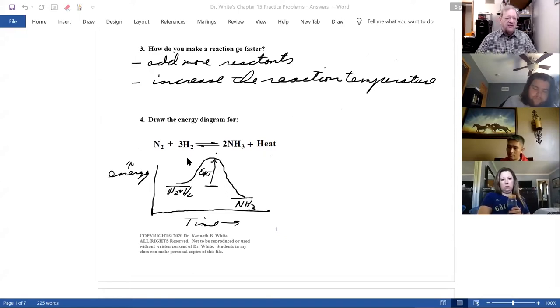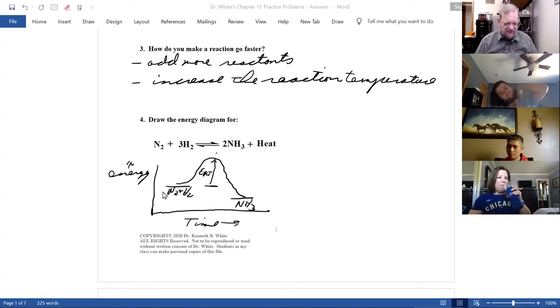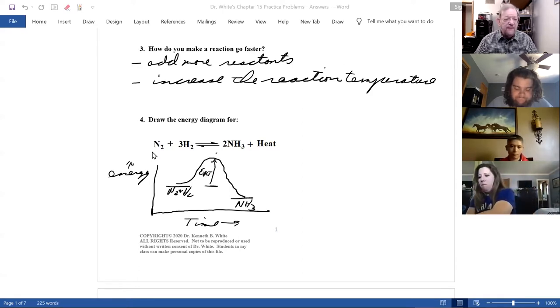So let's look at number four. I have nitrogen plus hydrogen making ammonia plus heat. That's an equilibrium. On the y-axis is energy, on the x-axis is time. Now, in our universe, there's something called conservation of energy. We never destroy or create energy. Here, we have a certain amount of energy from the nitrogen and hydrogen. On this side, we have a certain total energy of the ammonia and heat.